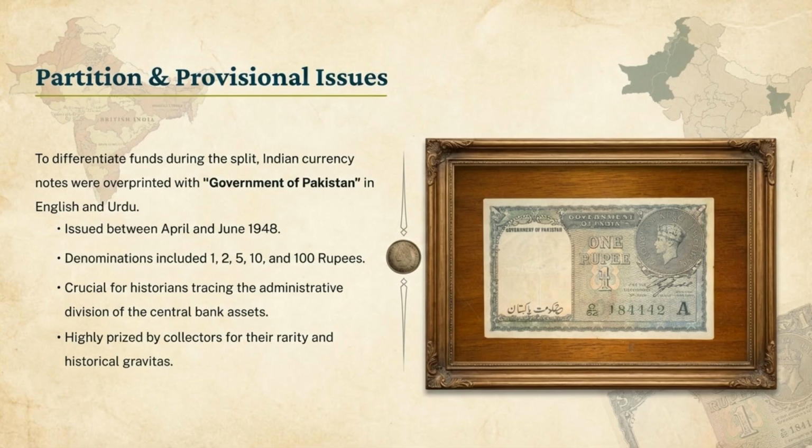The partition led to provisional issues. To distinguish funds during the split, Indian currency notes were overprinted with Government of Pakistan in both English and Urdu. These rare notes, issued between April and June 1948, are highly prized for their historical significance.